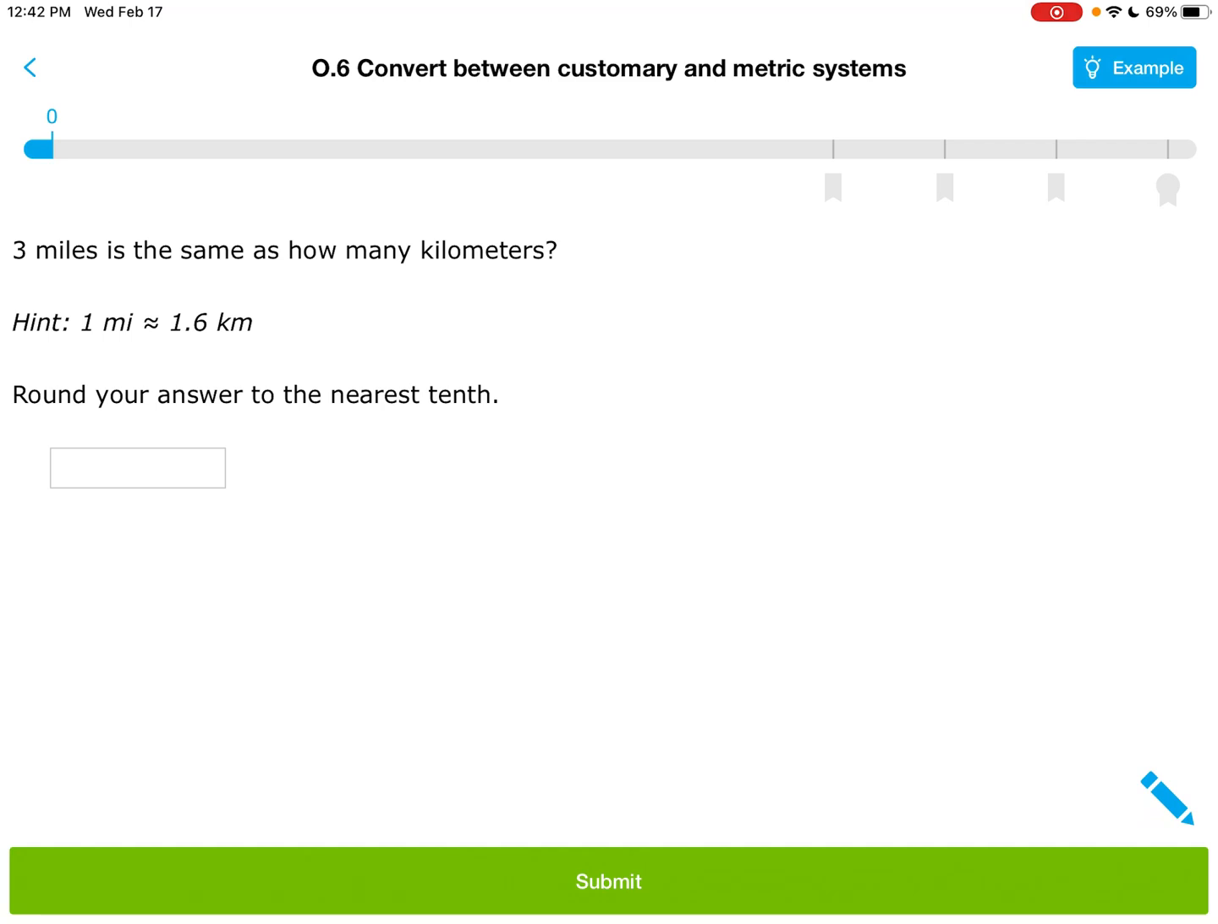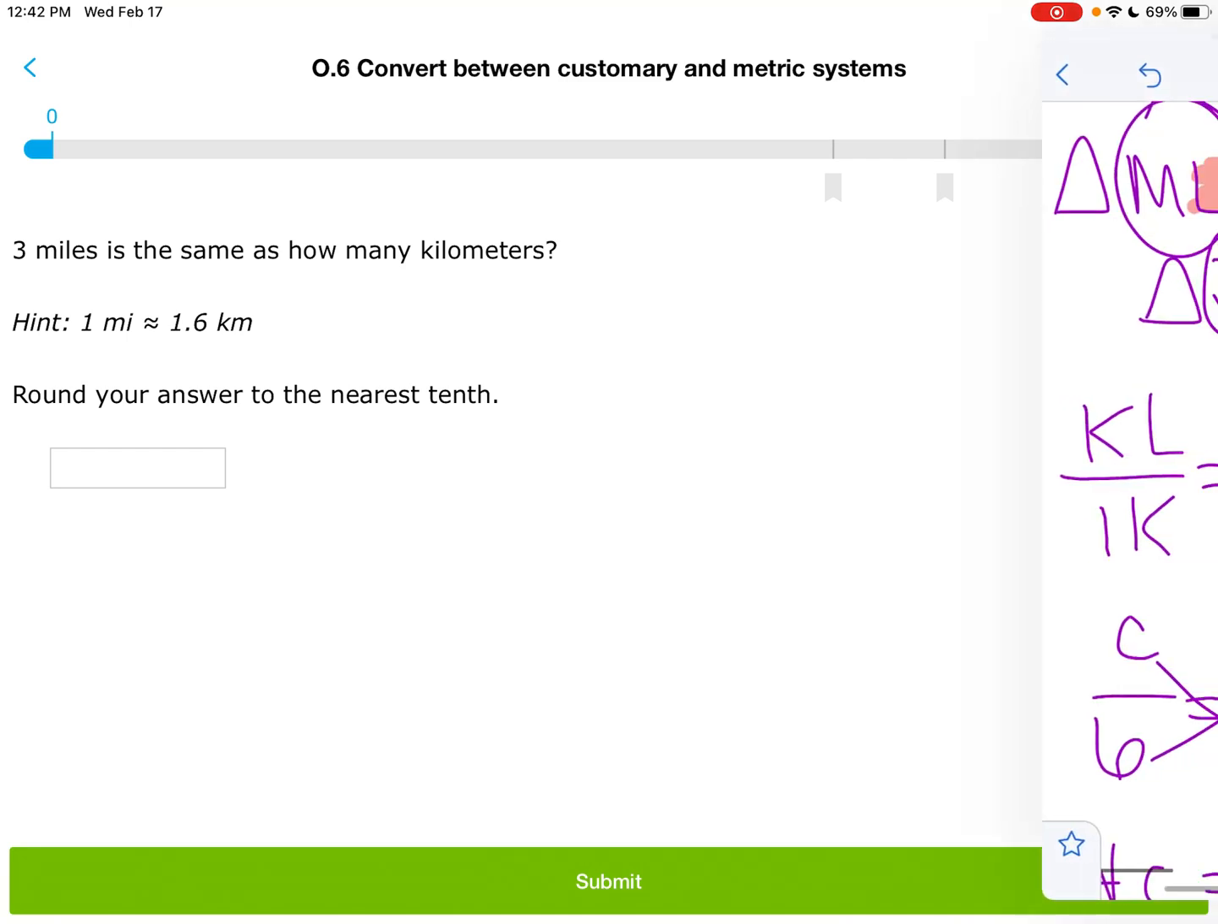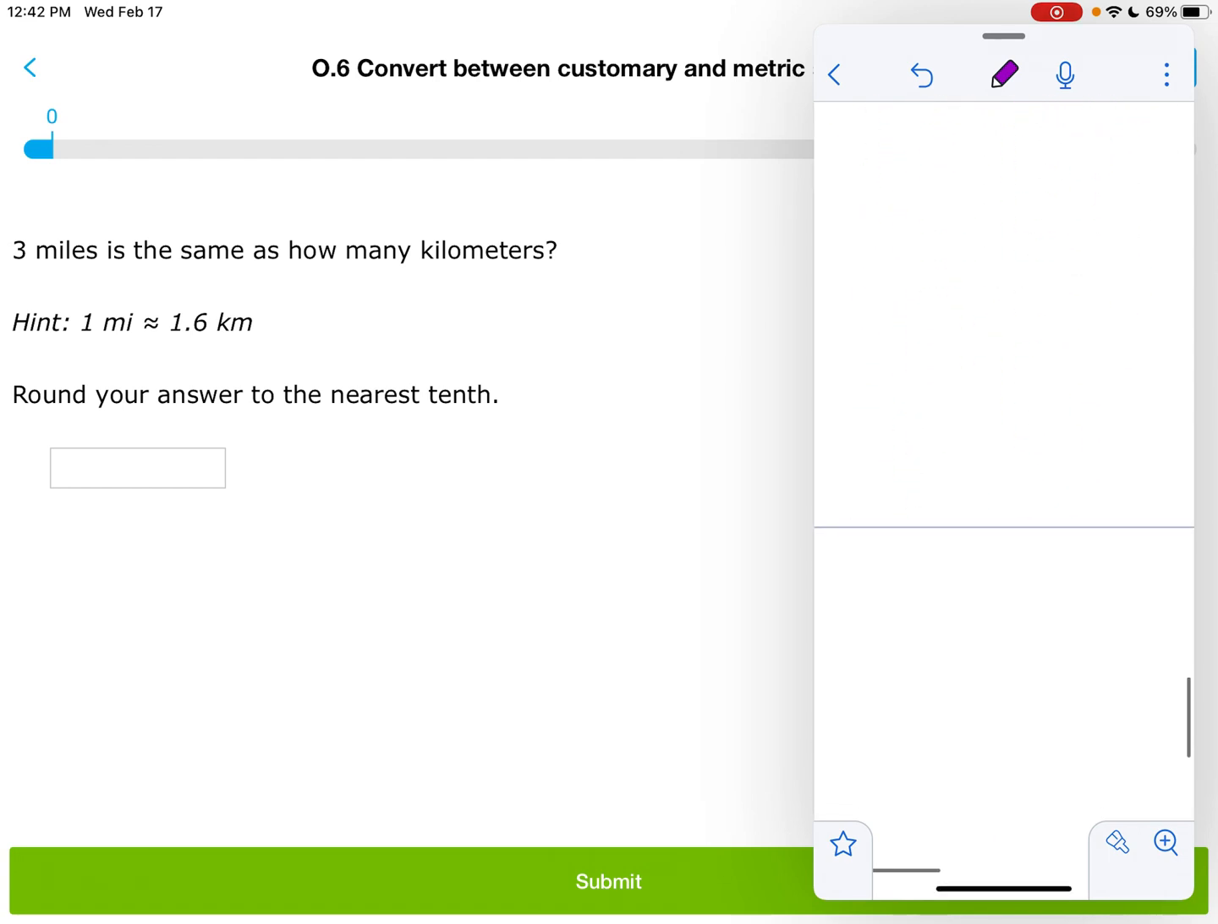So it says 3 miles is the same as how many kilometers? And then it tells us a hint. 1 mile is equivalent to 1.6 kilometers. And then we round our answer to the nearest tenth. Alright, so let's get started.